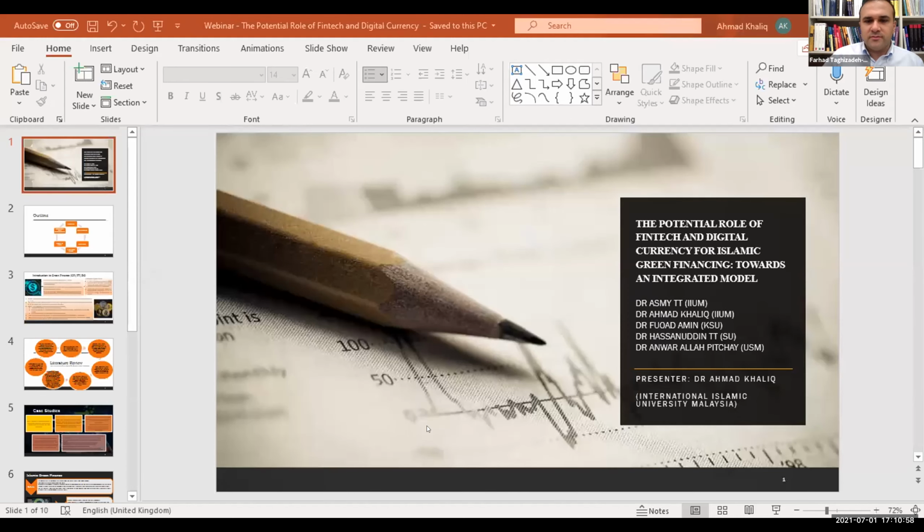So let's move to the third presentation of this session by Dr. Ahmad Khaliq from International Islamic University of Malaysia. The presentation is on the potential role of fintech and digital currency for Islamic green financing towards an integrated model. Dr. Khaliq, please. Thank you, Dr. Fahad. Thank you everyone for your time here.